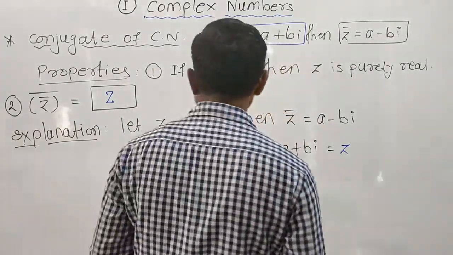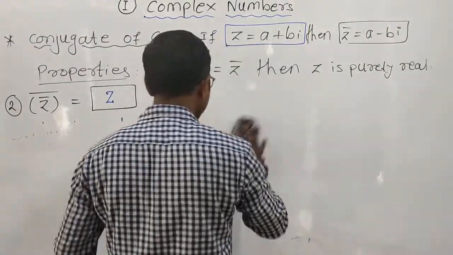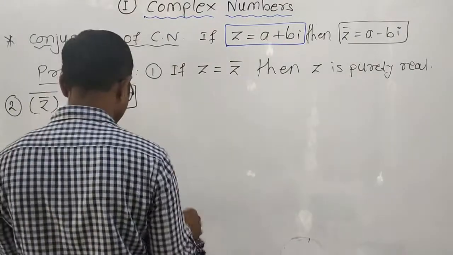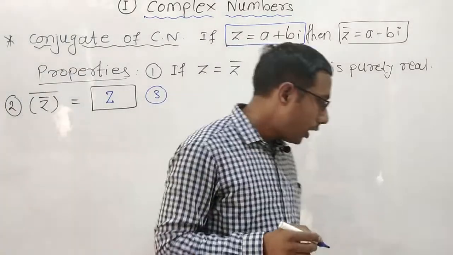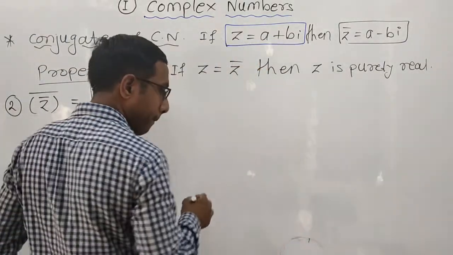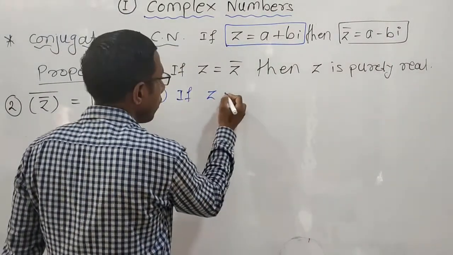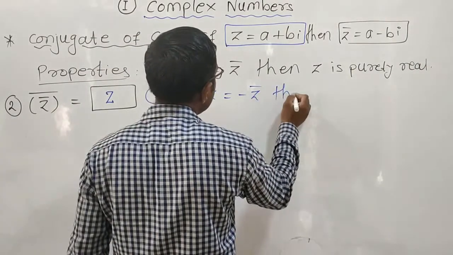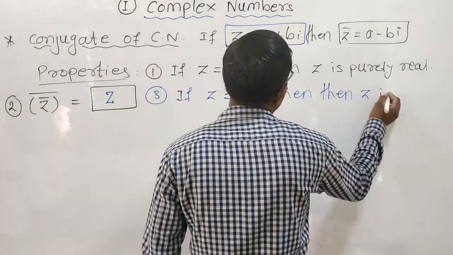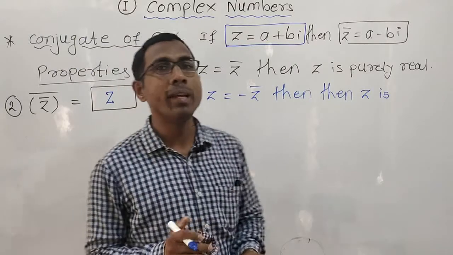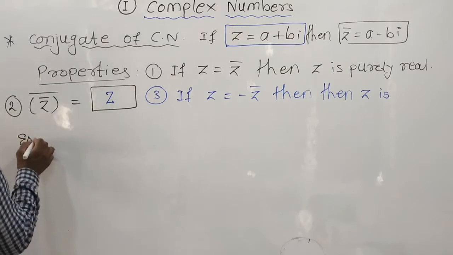Now let's see the next one, third property. Then we'll see the explanation of that third property also. Property number 3: if z is equal to minus of z bar, then z is... Keep in mind such a type of question will be asked in your MCQ type examination. What is given to you? So let's see the explanation.